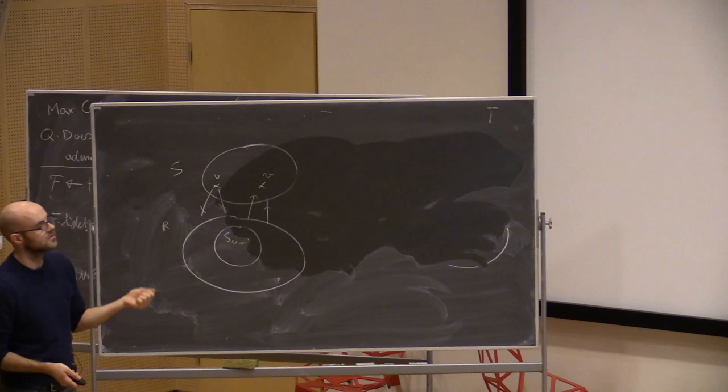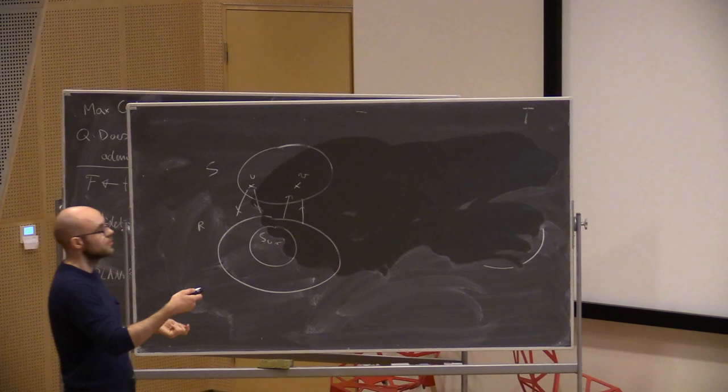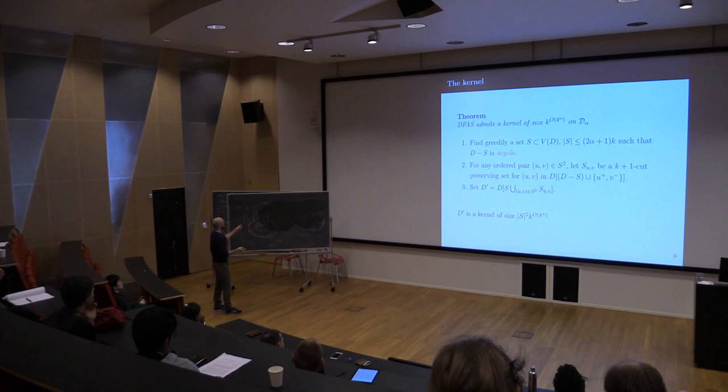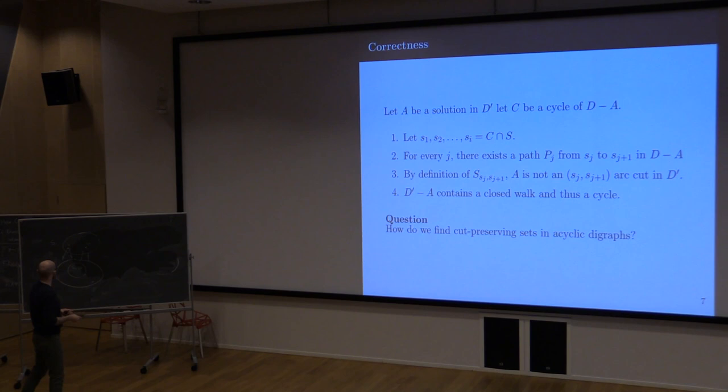Each of these sets has size polynomial in k, and we have a polynomial number of these sets. So at the end, what we have is a subgraph of D of size polynomial in k. We take S and the union of all of these sets, and I claim that this is our kernel. So why is it a kernel? Let's show this. It's actually not very difficult.